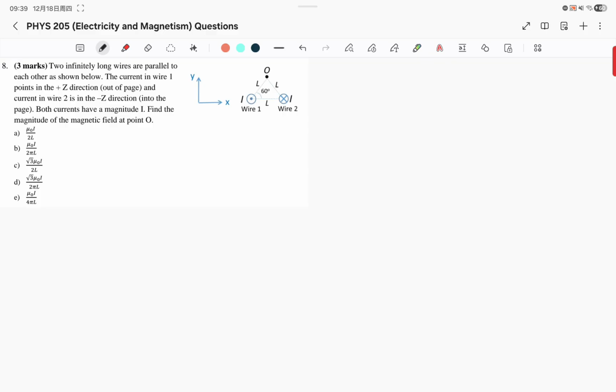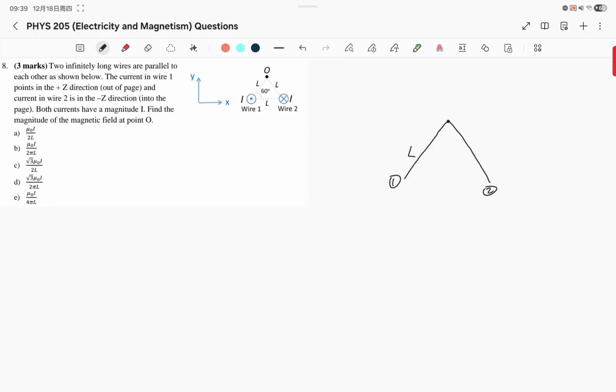First of all, let's draw the free body diagram at point O. So this is my point O, and I have two wires. This is wire 1, wire 2. The distance between each wire and the point O is L.